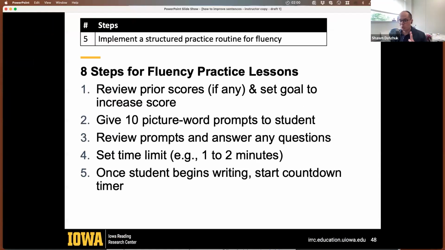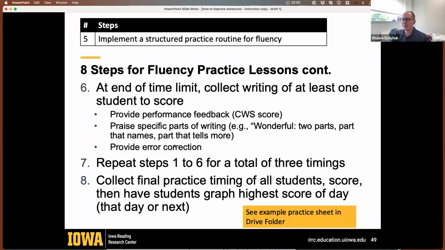There are more picture word prompts here than you can possibly finish. And then we would set a time limit. Prior studies have typically used just 1 to 2 minutes, and that's it. And once students begin writing, we can start the countdown timer. At the end of the time, we would collect the writing of at least one student to score.